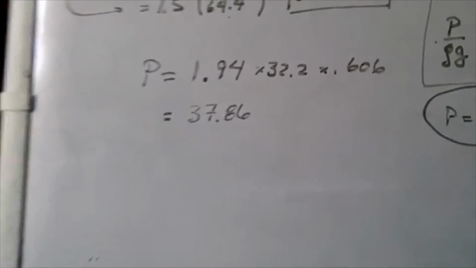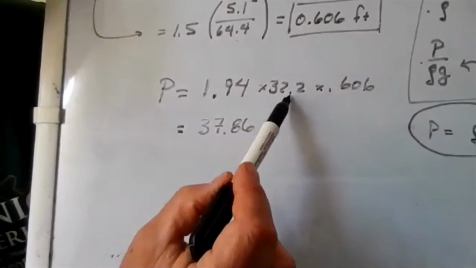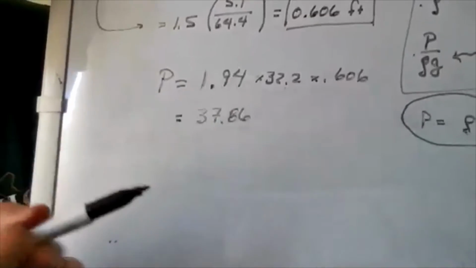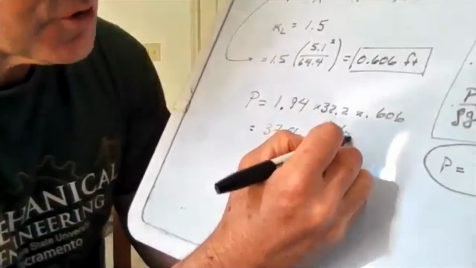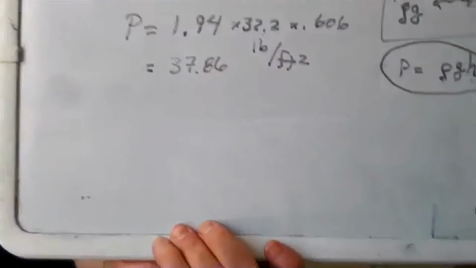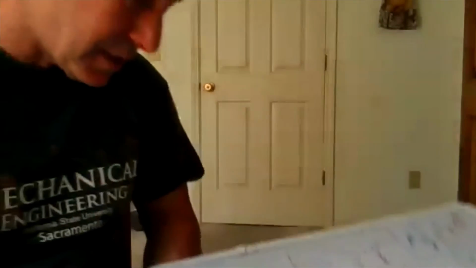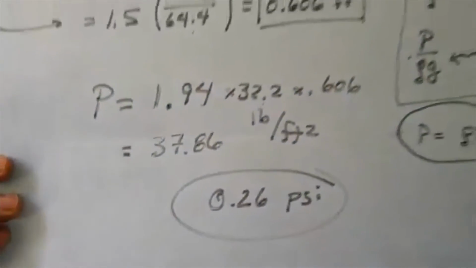Well, think about carrying through the units, okay? This is slugs per cubic feet. This is feet per second squared, and this is feet. And if you try to get that pound in there and you're careful, you'll notice that this is pounds per square foot. So that's the pressure in pounds per square foot. So we need to divide that by 144. And when I do that, I'm getting about 0.26. So that would be the answer to this example, 0.26 psi.